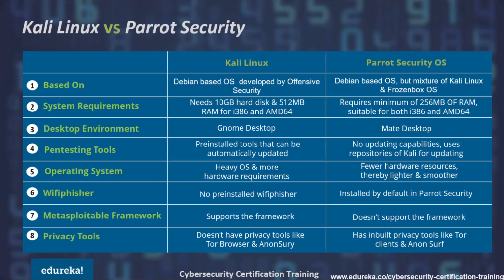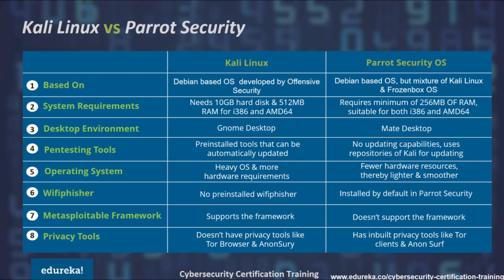Kali Linux has no pre-installed Wifiphisher, whereas Parrot Security has it. Kali operating system doesn't have privacy tools like Tor client and Anonsurf. Parrot Security has inbuilt privacy tools such as Tor client and Anonsurf. Kali Linux supports the Metasploit framework, whereas there's no support for the Metasploit framework in Parrot Security OS. Well, these are certain basic differences between Kali Linux and Parrot Security. So based on this, now you can consider these factors when you're choosing the Linux distro that suits your purpose.